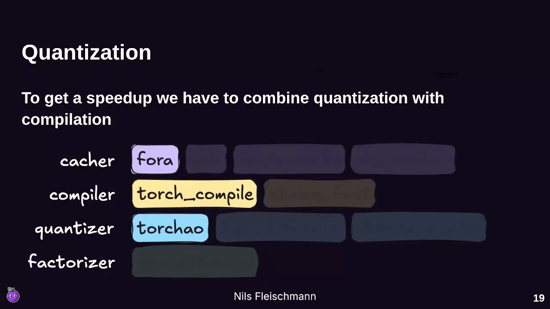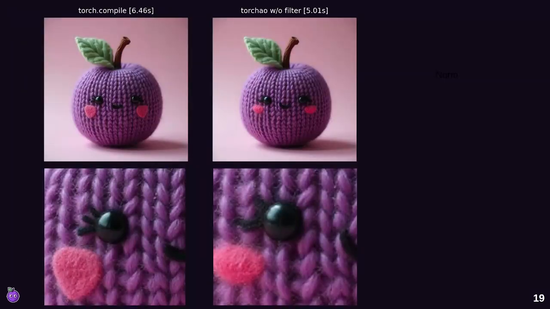Okay. In Pruna, there is only one quantizer that supports this type of quantization I just described, this dynamic quantization, where you actually perform the computation in this lower precision format, which is torch.io. And let's see what happens to the output if we add this quantization to the mix.